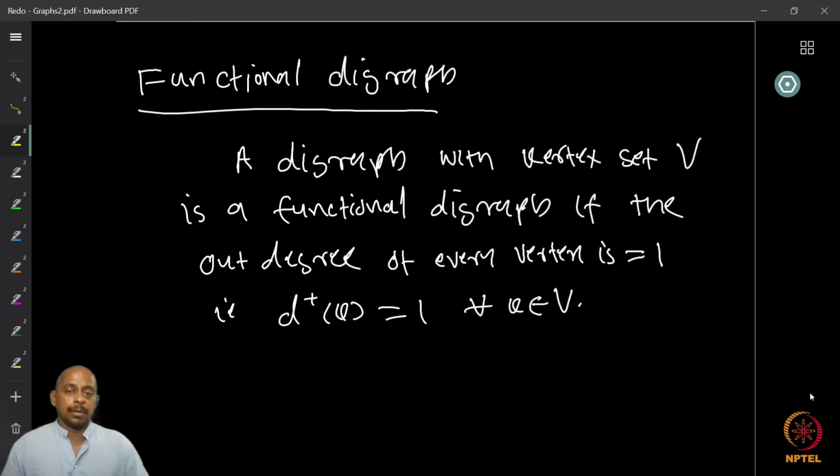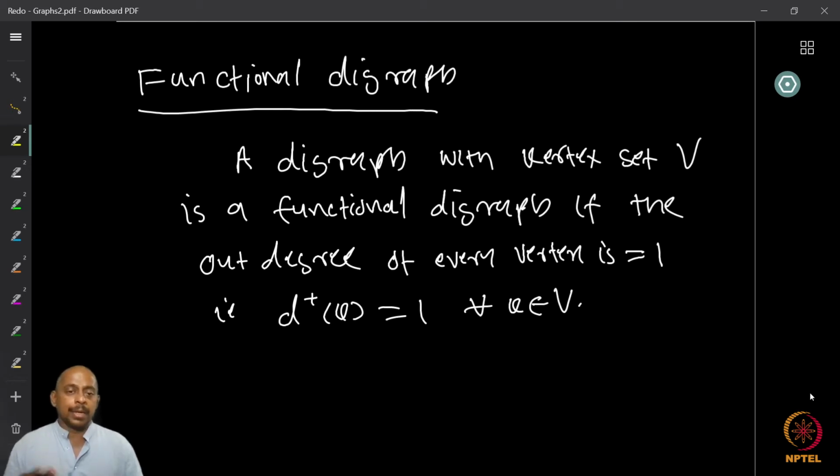Now, we define a special type of digraph. It's called functional digraphs. Functional digraphs are basically digraphs which can represent endo functions from a set to itself. Let us take a digraph with a vertex set V, and we say it's a functional digraph if the out degree of every vertex is equal to 1, right? So every vertex has exactly one edge going out of it. It could have many coming inside, but going outside is exactly one.